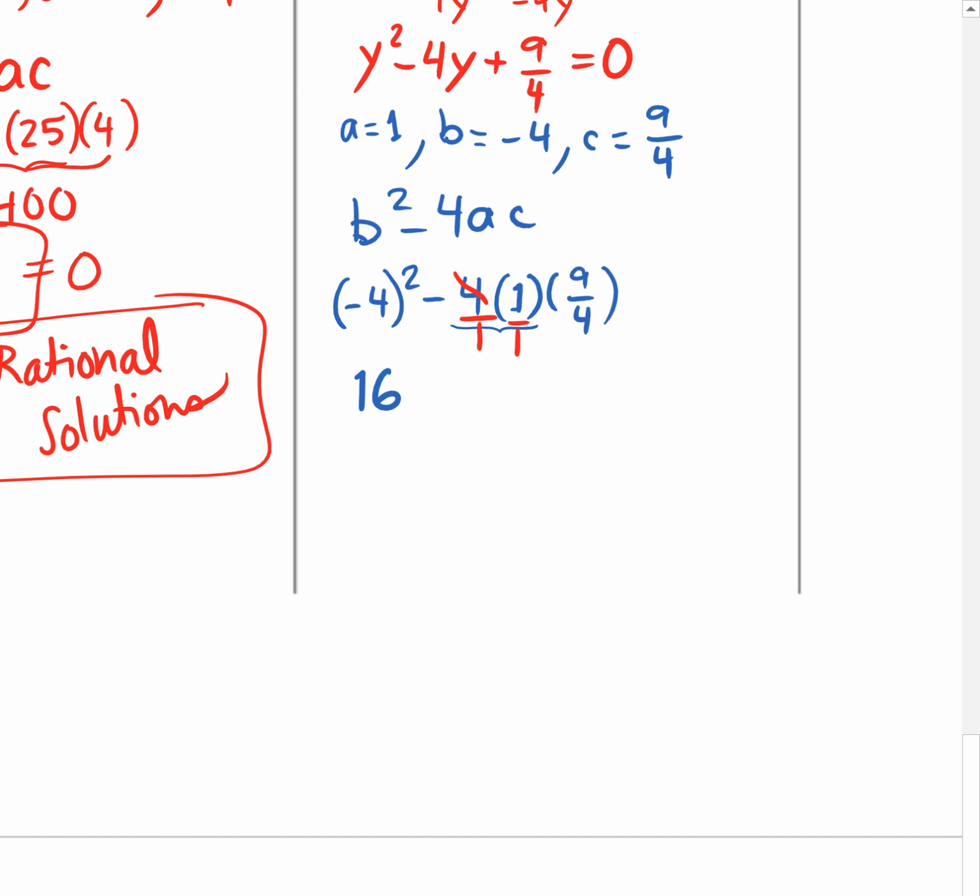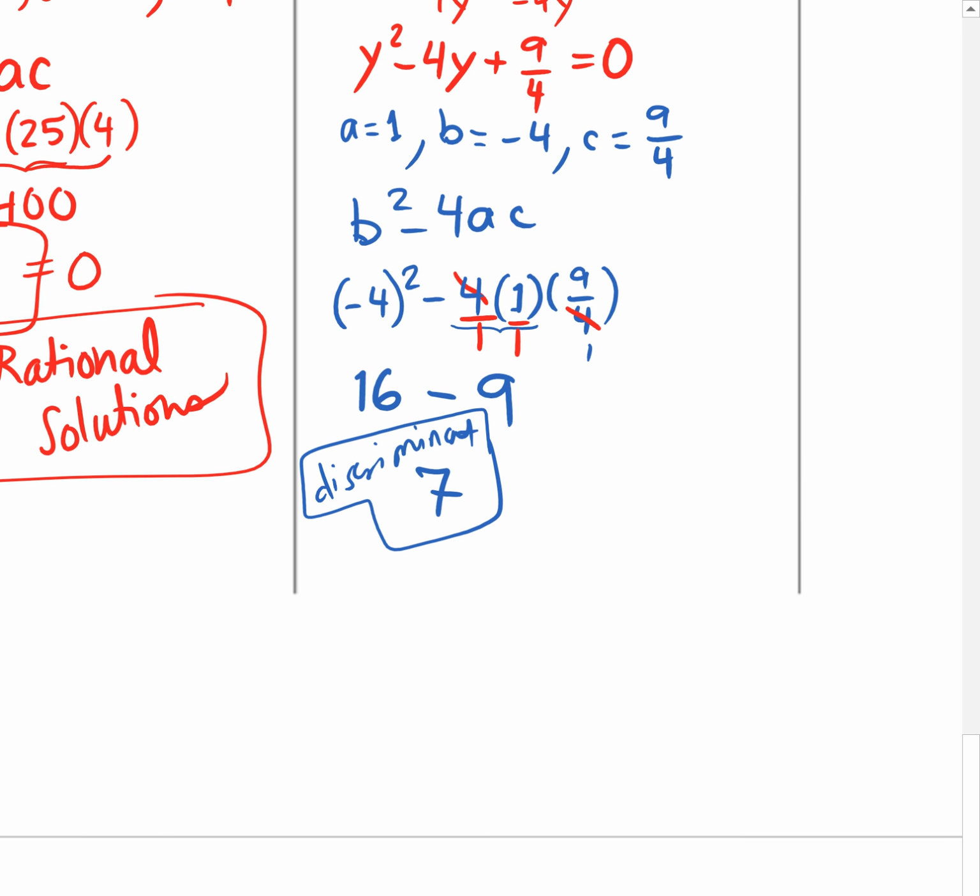Although I see that I can cancel these 4s, even though they're kind of far apart, if you're multiplying 3 fractions together, you can cancel any numerator and any denominator you want. And once those are canceled, I'm really just left with negative 9, because the numerator is 1 times 1 times 9, which is 9. The denominator is 1 times 1 times 1. You end up with 16 minus 9, which is 7. There we go. There's our discriminant.